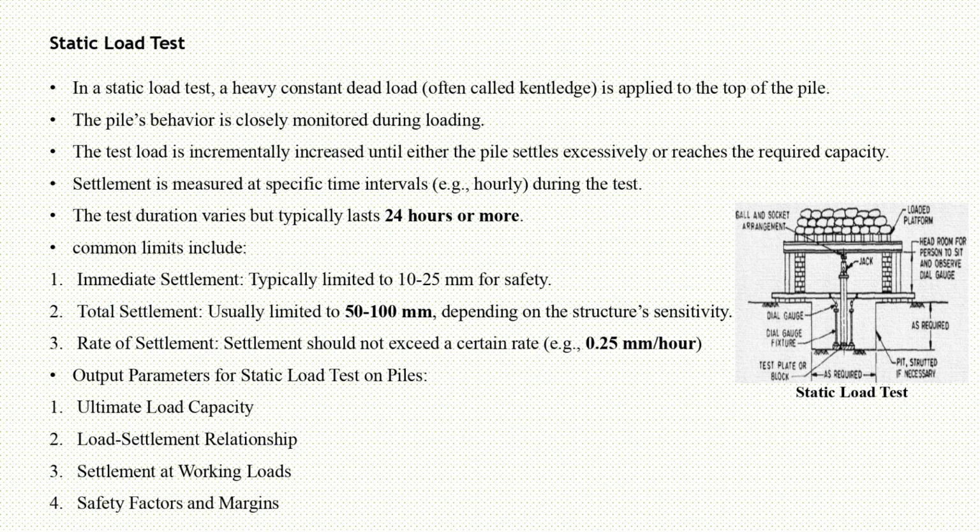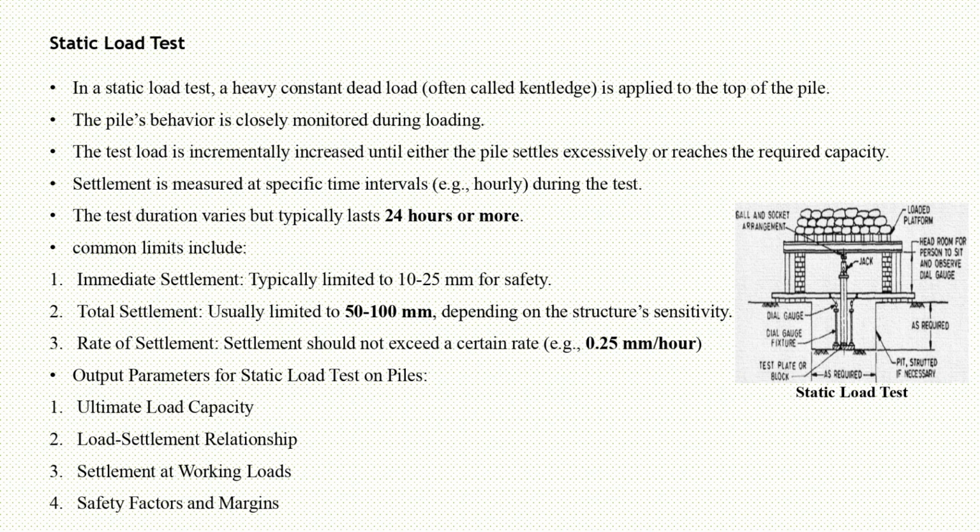Common limits include: 1. Immediate settlement, typically limited to 10 to 25 mm for safety. 2. Total settlement, usually limited to 50 to 100 mm, depending on the structure's sensitivity. 3. Rate of settlement. Settlement should not exceed a certain rate, e.g., 0.25 mm/hr. Output parameters for static load test on piles. 1. Ultimate load capacity. 2. Load settlement relationship. 3. Settlement at working loads. 4. Safety factors and margins.